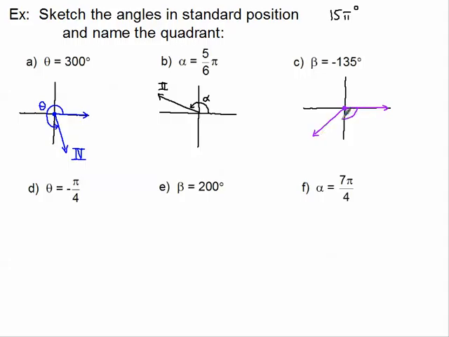Again, I need to open it in the direction that I'm supposed to be opening, and this is a capital beta, so I'm going to do that with a longer tail. This is quadrant 3, negative 135 degrees.